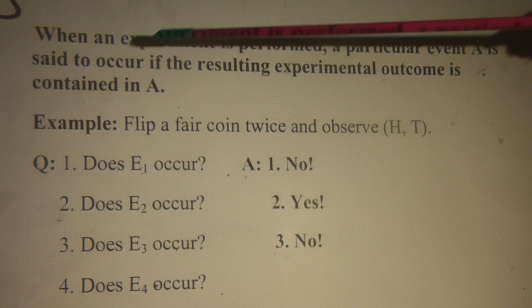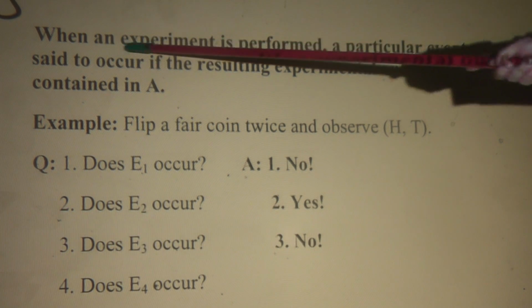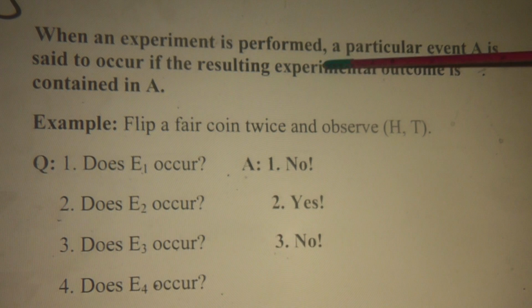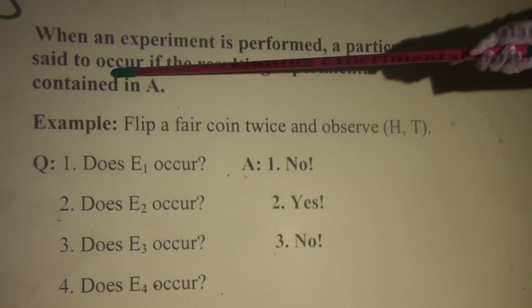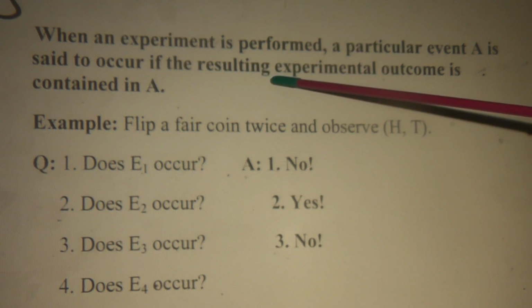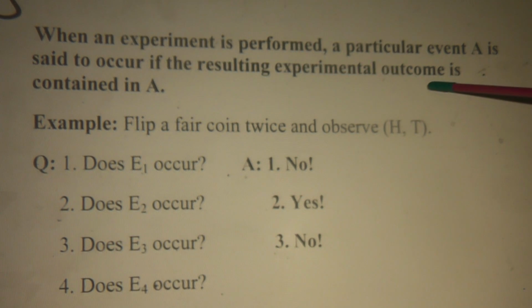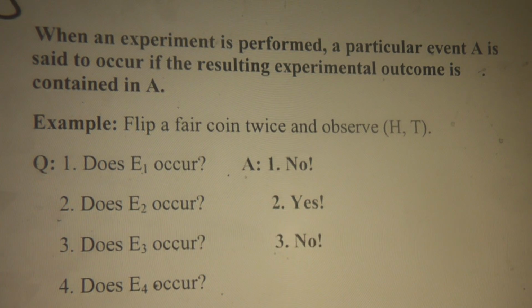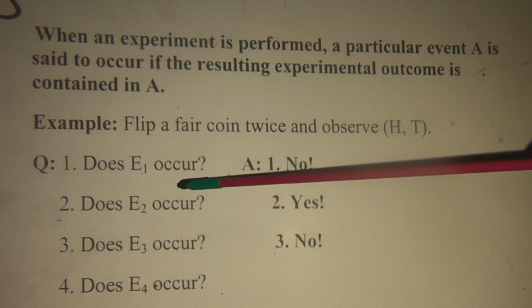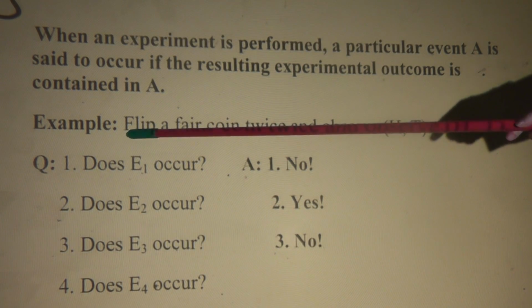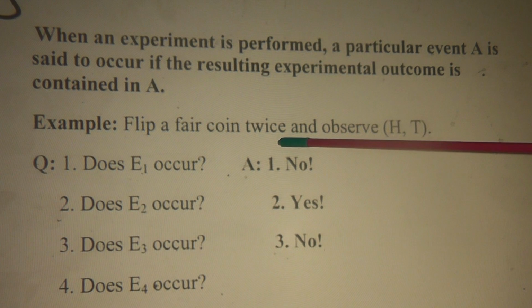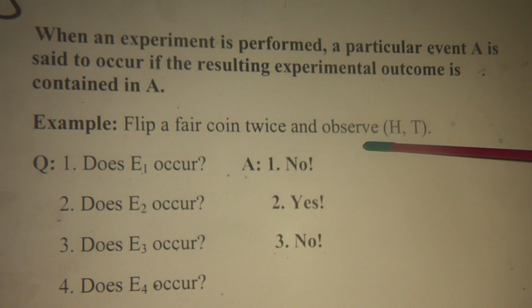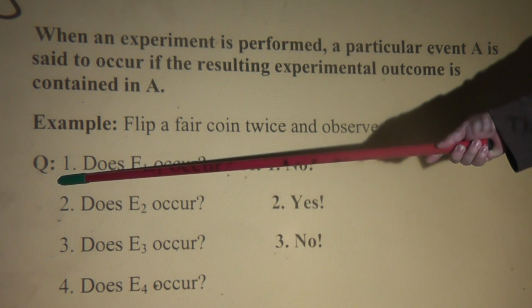Let's discuss the next concept. When an experiment is performed, a particular event A is said to occur if the resulting experimental outcome is contained in A. For example, let's look at random experiment 1. Flip a fair coin twice, and we observe head-tail.